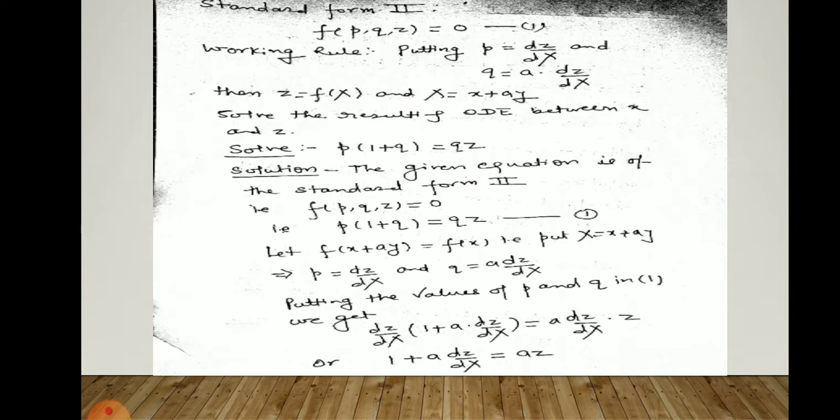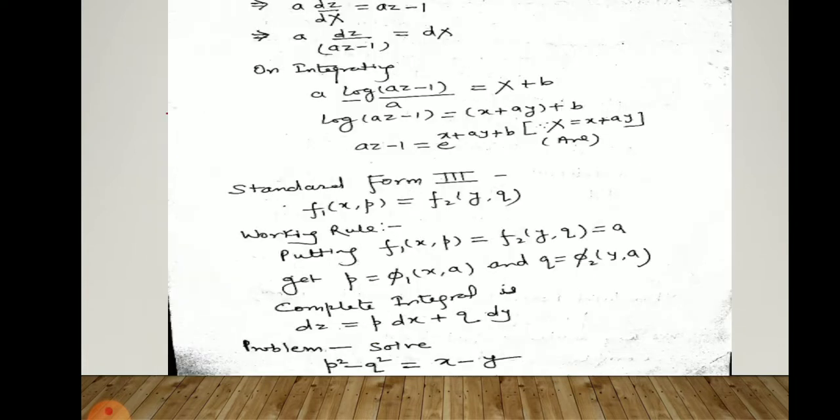Now this is an ordinary differential equation between z and capital X, which we can easily solve by using the separation method. So look here, a dz by dx is equal to az minus 1. We can write this equation as a dz upon (az minus 1) equal to dx.